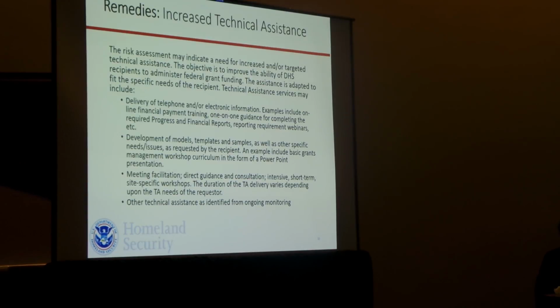So another one of our remedies is increased technical assistance. The risk assessment may indicate a need for increased or targeted technical assistance. And the technical assistance isn't just for those recipients that are deemed high risk. We found through our implementation of this process that recipients of all risk levels can benefit from technical assistance. The objective is to improve the ability of DHS recipients to administer federal grant funding, and the assistance is adapted to fit specific needs of the recipient.